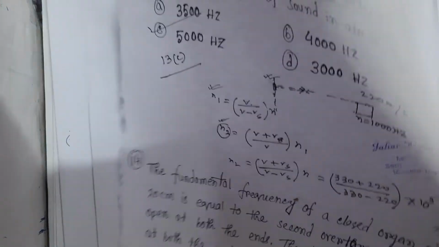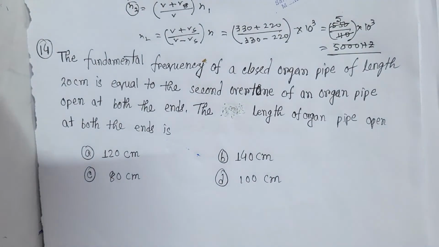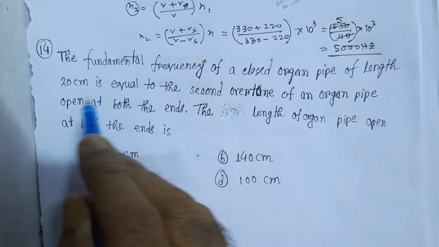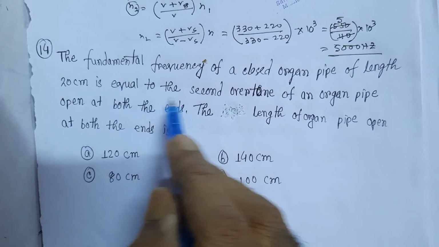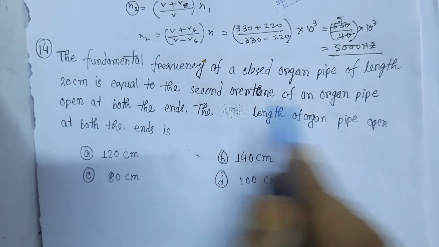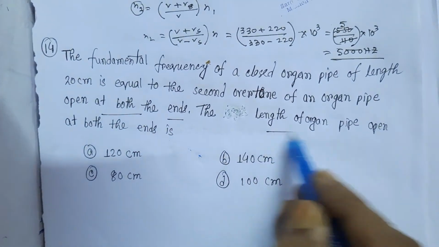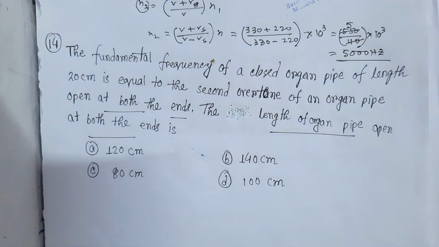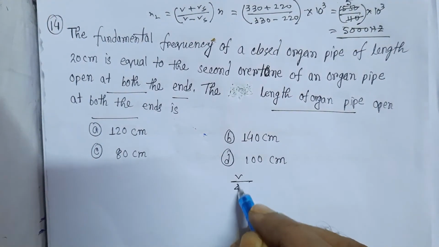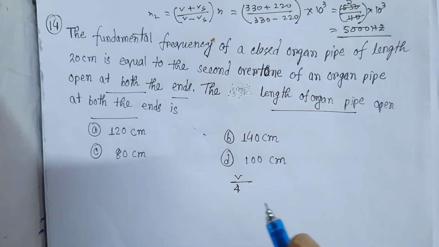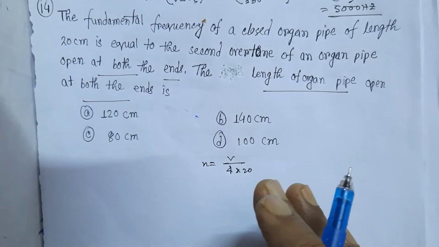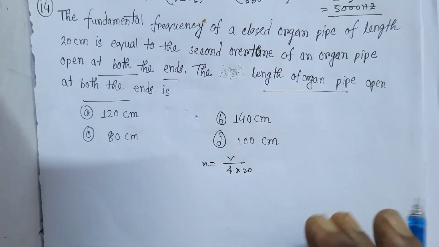Now let us take question number 14. It is also a question from the wave course. The fundamental frequency of a closed organ pipe of length 20 centimeter is equal to the second overtone of an organ pipe open at both the ends. Find the length of the organ pipe open at both the ends. The fundamental frequency of a closed organ pipe is V by 4L. L is 20 centimeter. So N equals V by 4 into 20. Mind that L is given in centimeter.